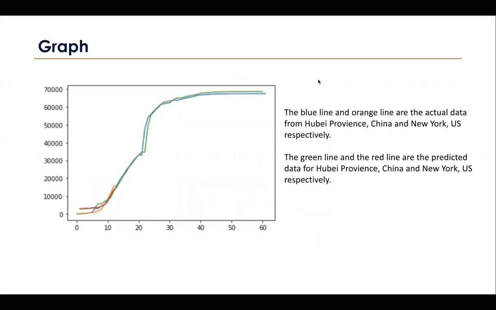And this is the graph we get. The blue line and the orange line are the actual data from Hubei province, China, and New York, US, respectively. And the green line and the red line are the predicted data for Hubei province, China, and New York, US, respectively.